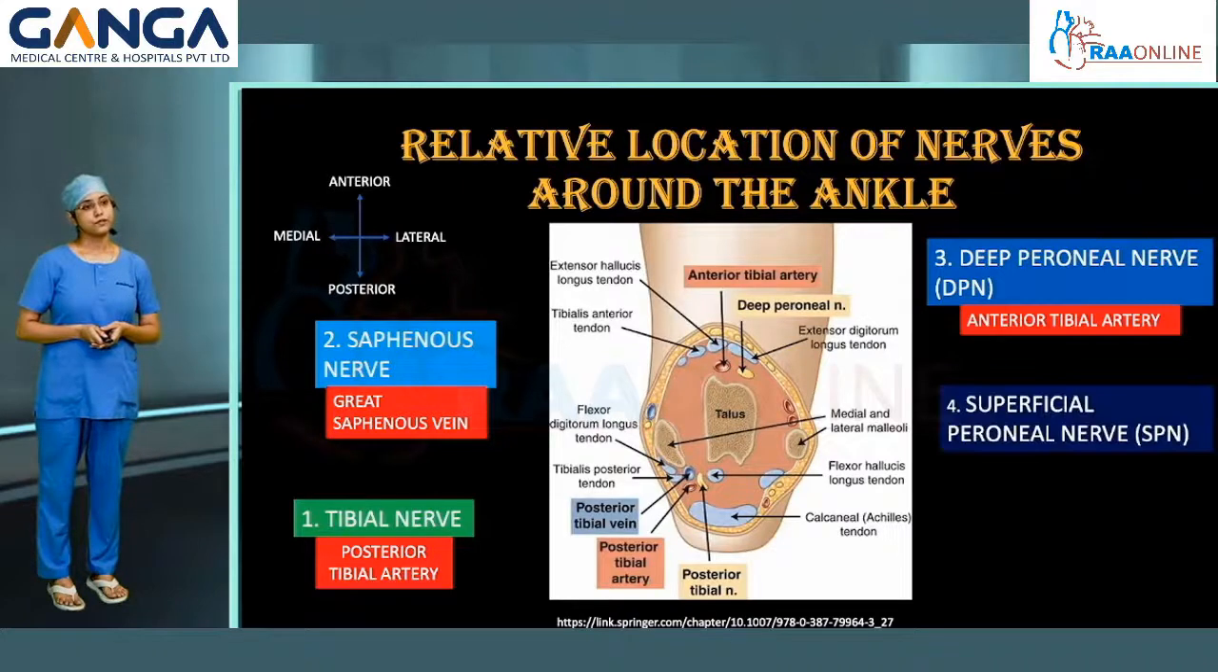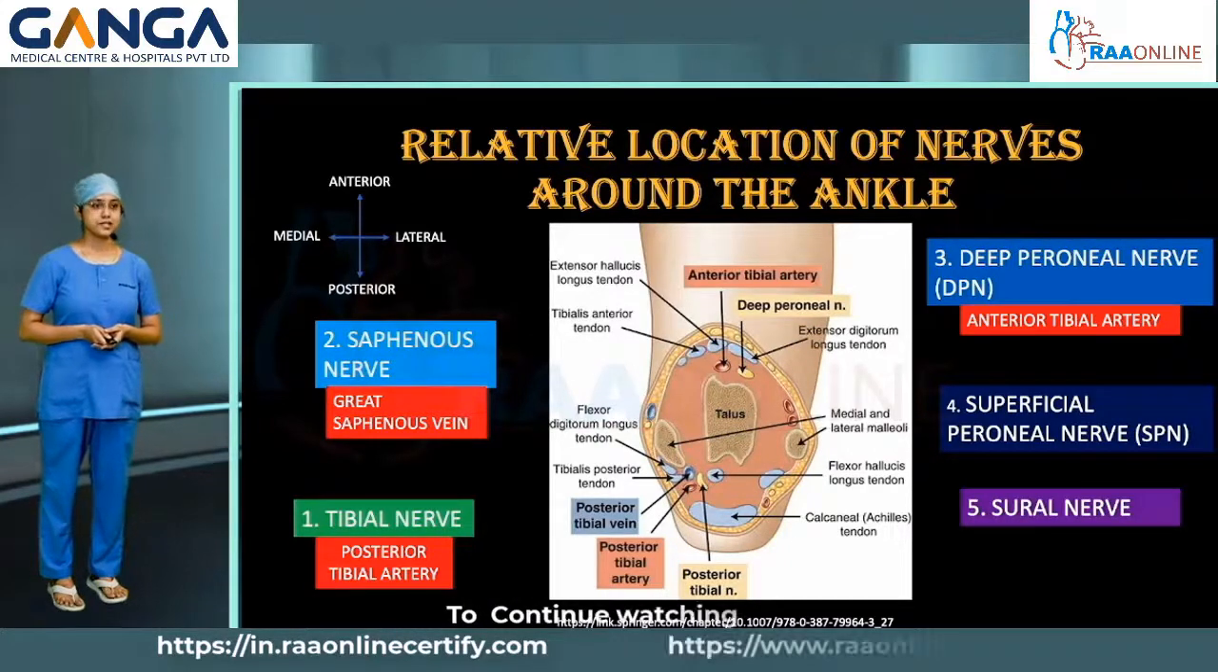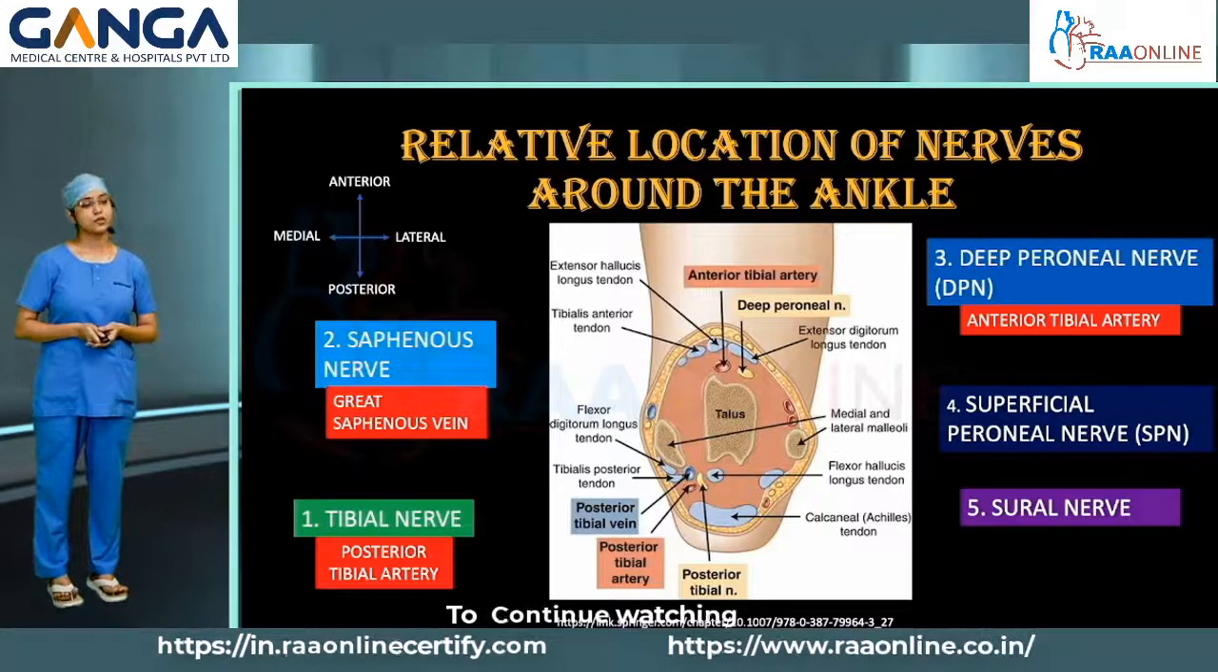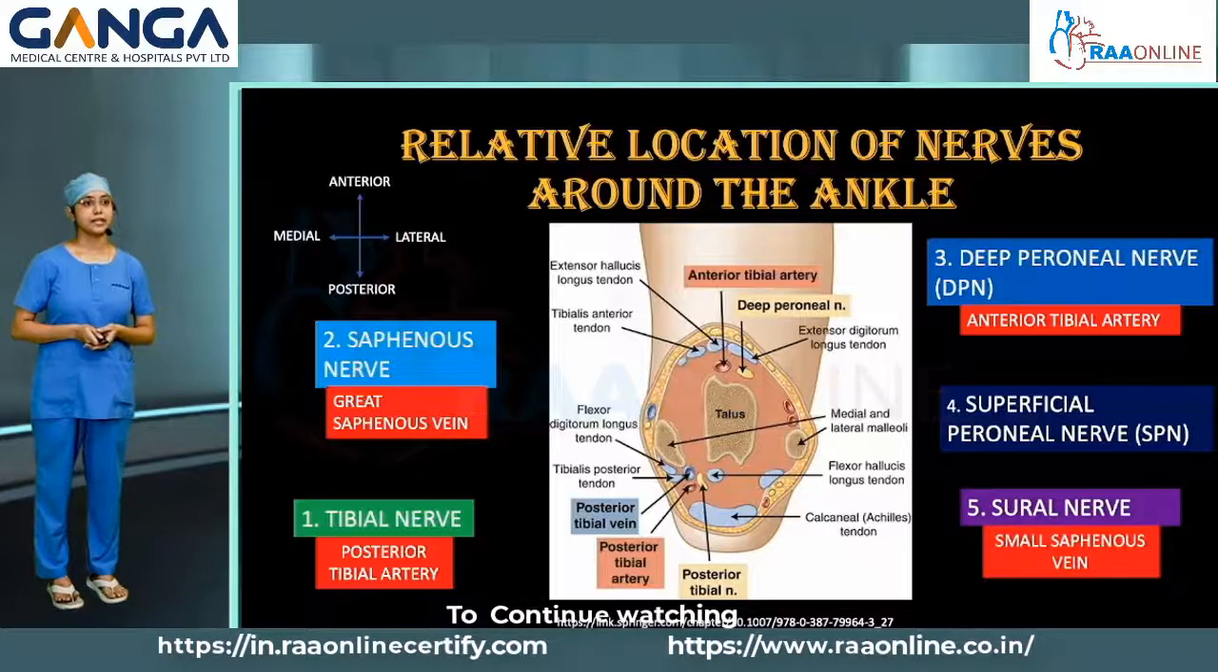The fourth nerve, that is the superficial peroneal nerve, is the only nerve that is not accompanied by any major vessel. It is located anterior to the lateral malleolus and is a superficial nerve in the subcutaneous plane. The fifth and the last nerve is the sural nerve, which is located posterolateral to the ankle joint and is accompanied by the small saphenous vein.